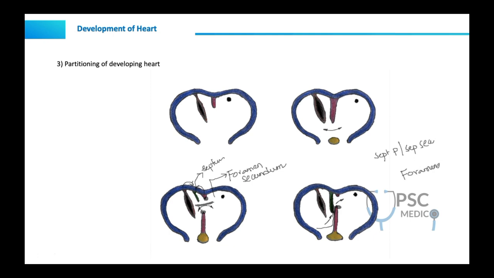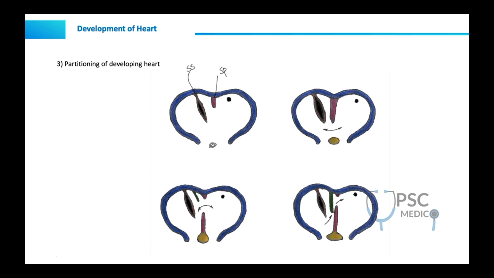Okay, don't confuse. I'll just brief it once again. We need an interatrial septum, but the importance of the interatrial septum is that there should be a foramen present throughout fetal life, so that blood from the right side of the heart can go to the left side of the heart. So initially we have two things: one is septum spurium and the other is septum primum.